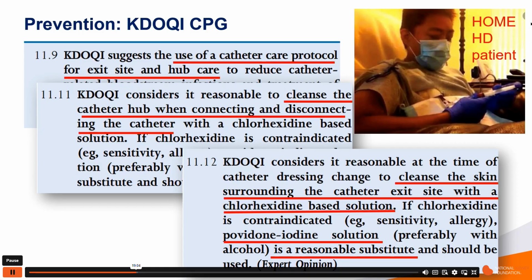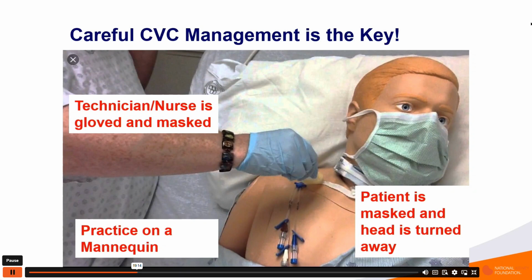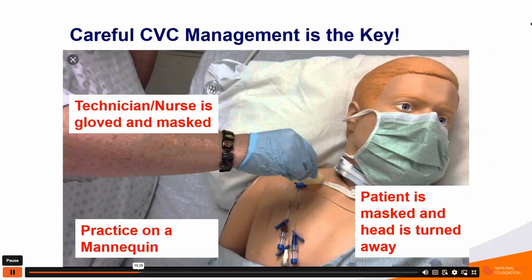And this is something that we teach all of our home peritoneal dialysis and hemodialysis patients, as well as their caregivers. It's really important to have really excellent CVC management, not just the patient, but to make sure that the technician and nurse does this properly. So use a mannequin to have training sessions to make sure that they're gloved and masked, the patient is masked and has their head turned away because they're often wanting to talk to the clinician when the catheter is being manipulated. And practice on a mannequin, make sure that you're doing it properly.